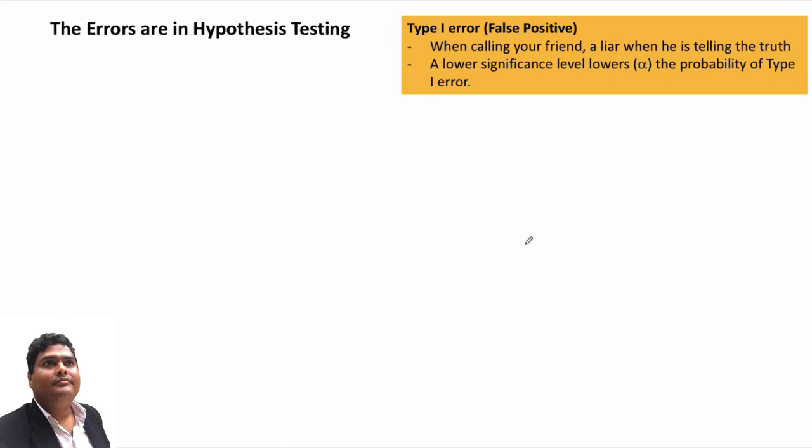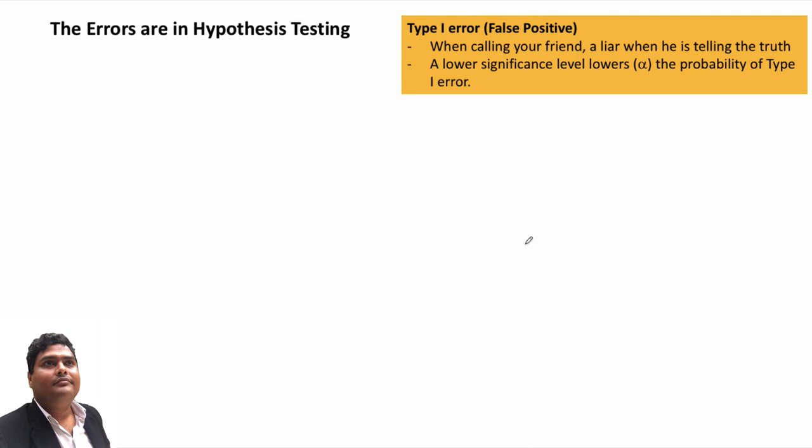Now, in hypothesis testing, understanding error, or the types of errors, is very, very important. Without that, we cannot move ahead. Now, there are two types of error: type 1 error and type 2 error. Type 1 error is called false positive, and type 2 error is called false negative.